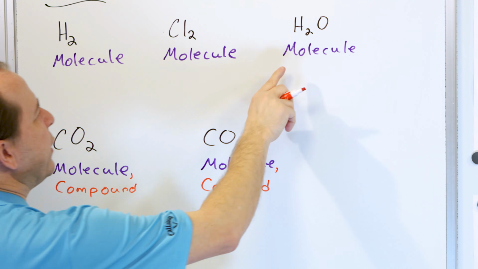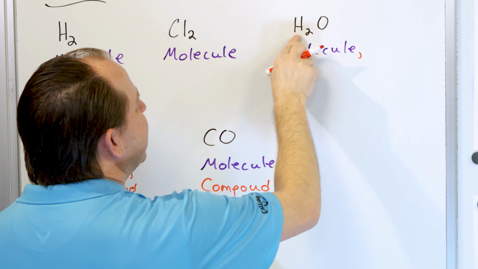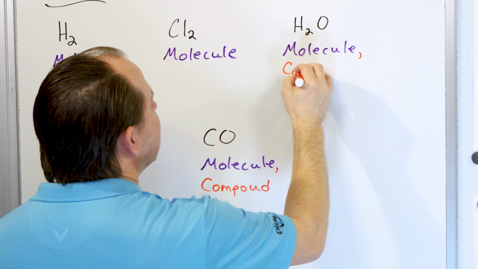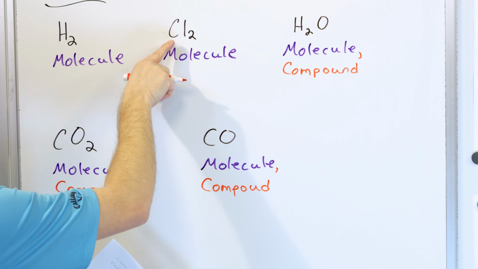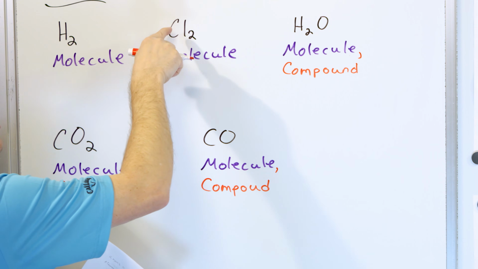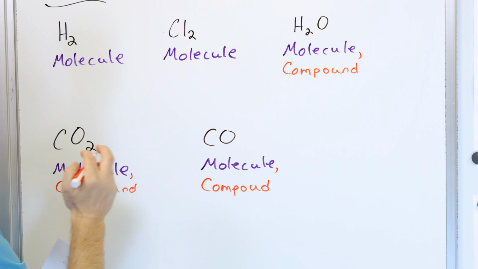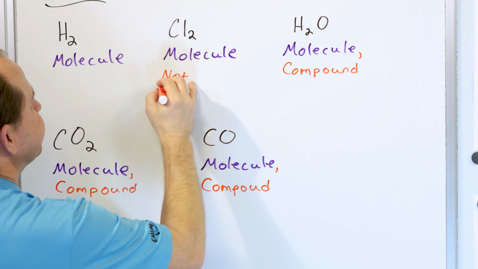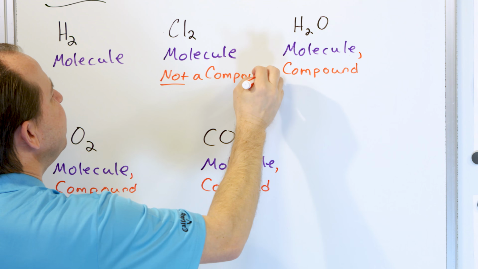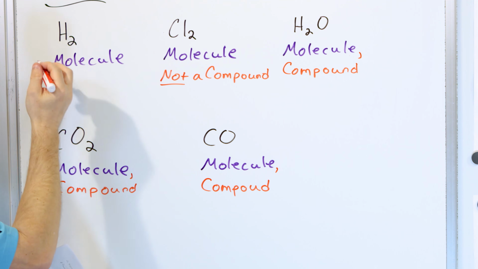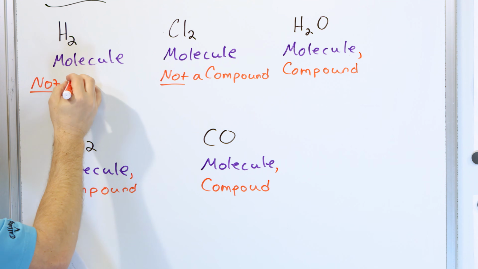Right? Over here, water. We have hydrogen and oxygen, different types of atoms. We can also call this a compound. Right? Then we have Cl2. Here, we have 2 identical atoms of chlorine together. So this is not a compound. You see, a compound is just when the elements are different. This is not a compound.